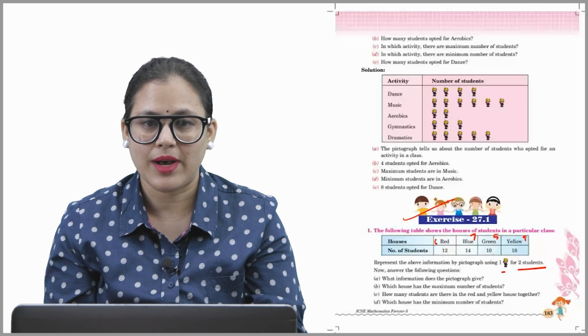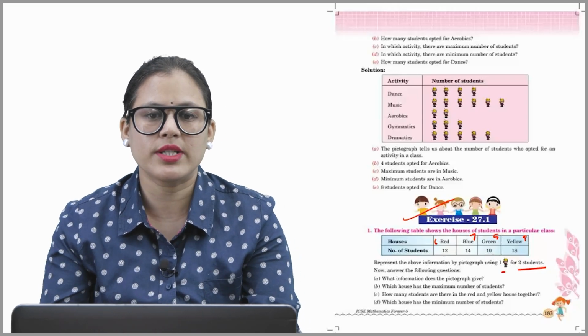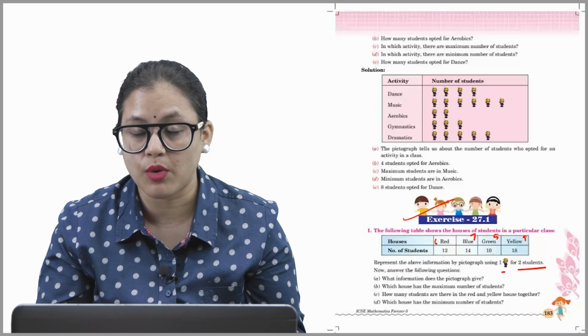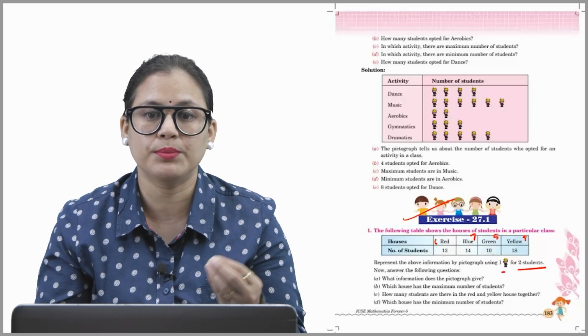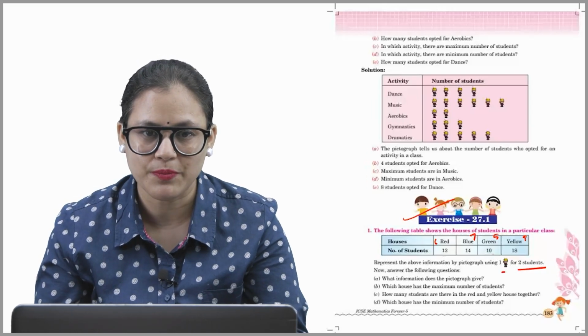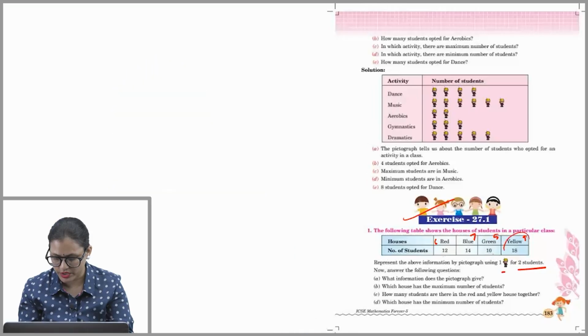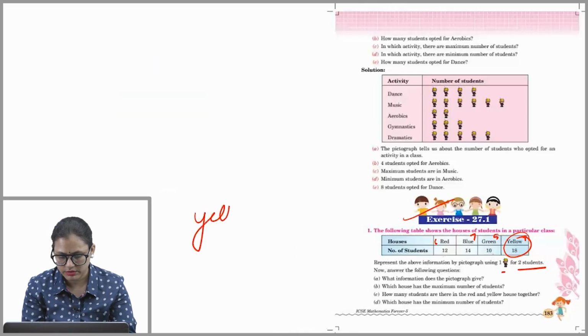Okay students, now answer the following questions. What information does the pictograph give? This pictograph depicts the houses of the students in a particular class. B, which house has the maximum number of students? As you can see, which house has the maximum students?